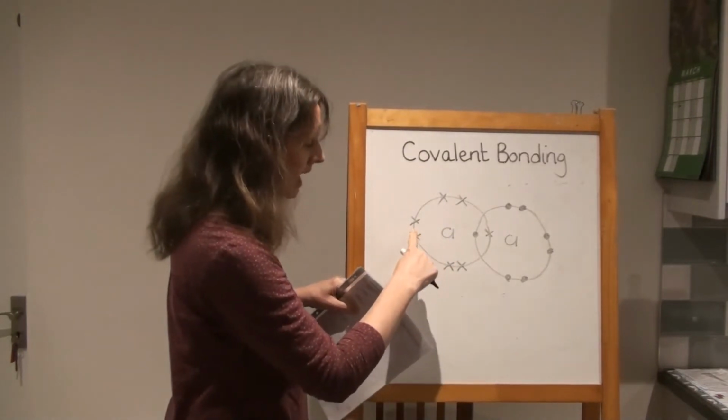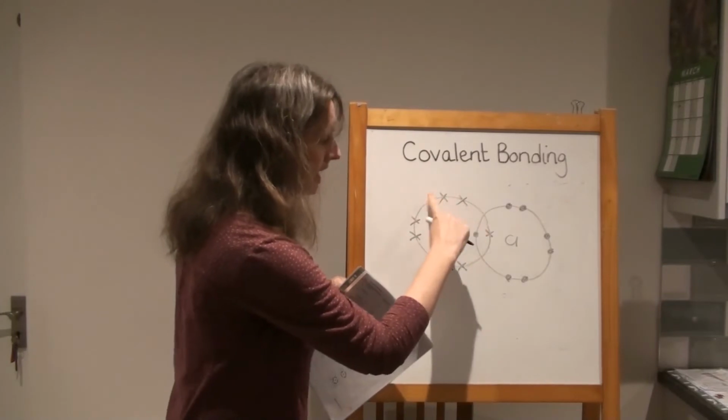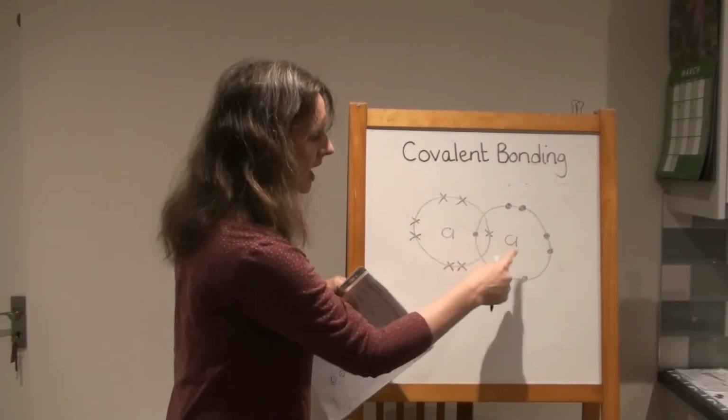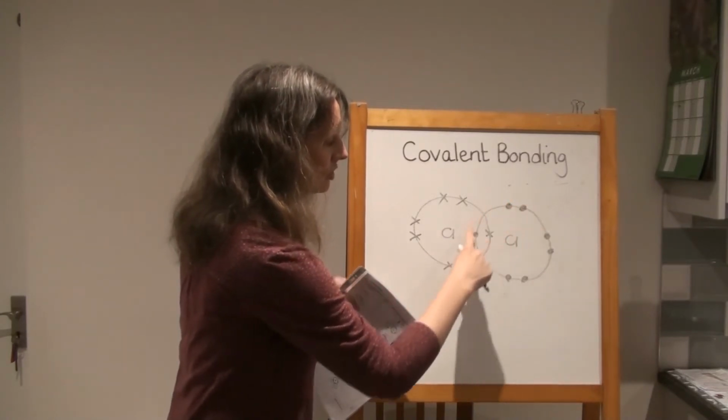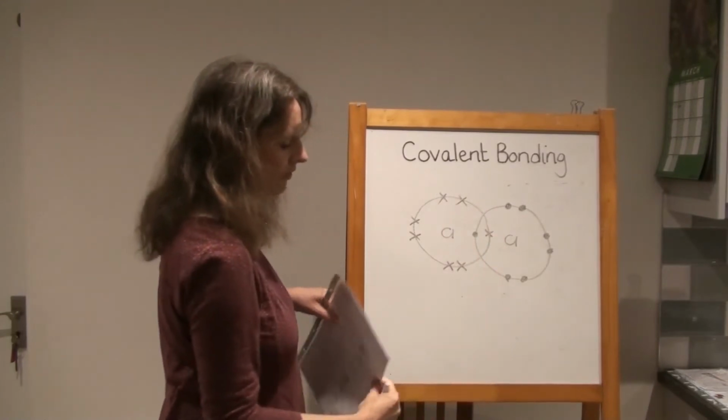And so now we count round. This chlorine on the left has now a total of 8, 7 electrons of its own, 1 that it shared from the other chlorine atom, and the same on the right. 7 dots, 7 of its own, and then 1 shared to make a total of 8.